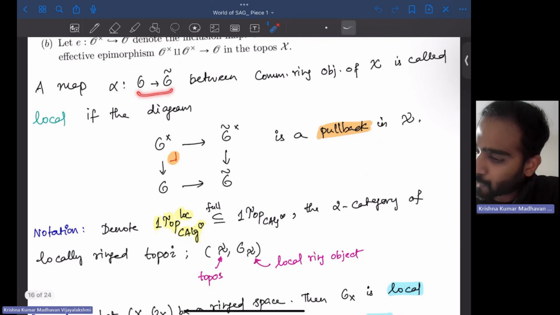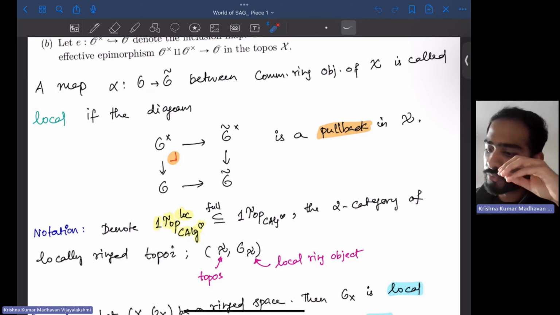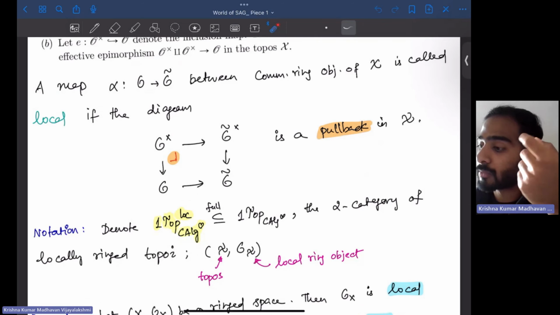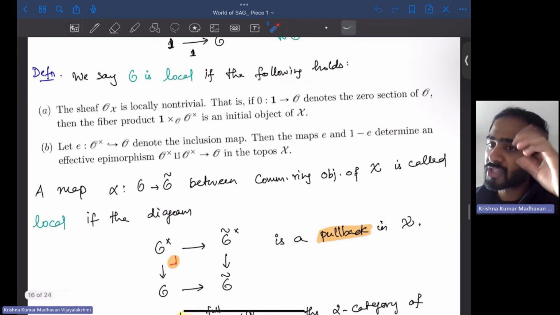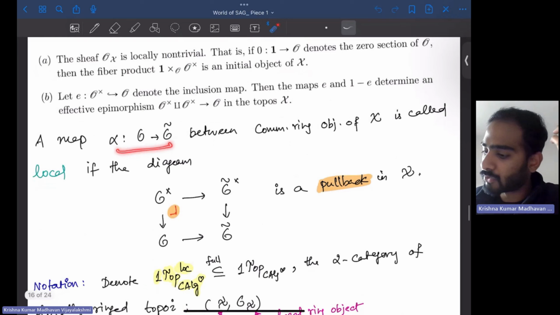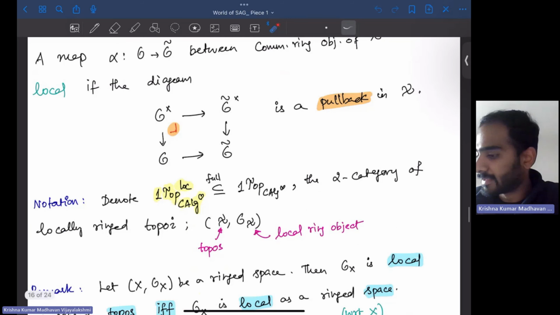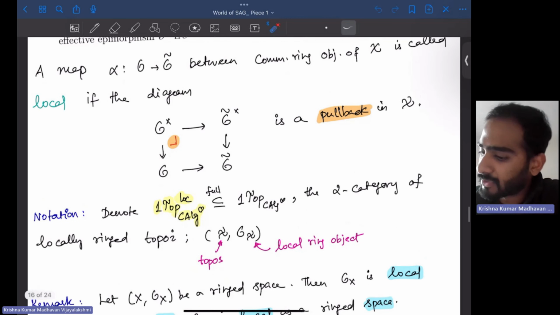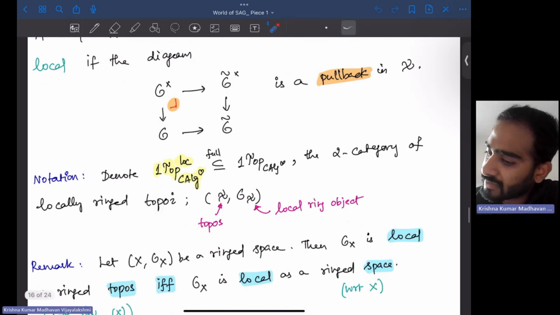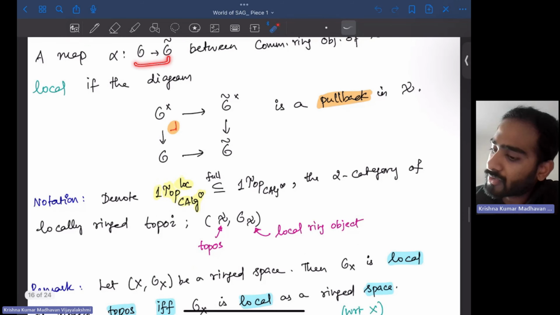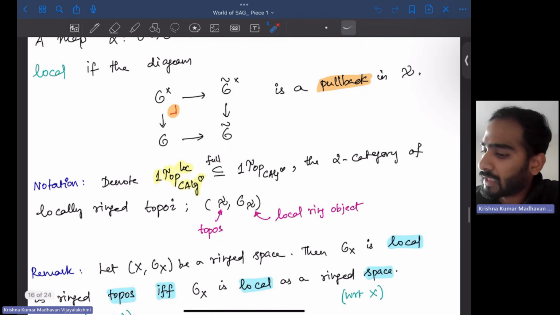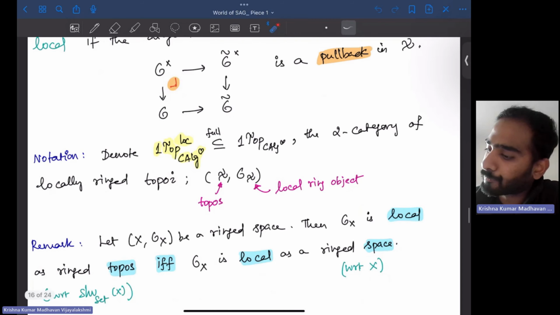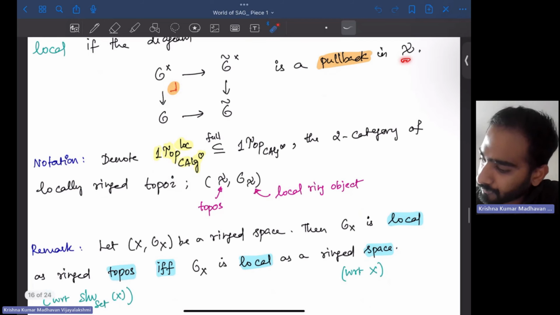Okay, and then if you have two topos, like you have two rings in topos, we can talk about when a map is local. So this is about an object being local, and this is about a map being local. It's obviously defined by this pullback diagram. So we say that this map between O and O tilde, these two topos, is local if the corresponding map is a pullback in X.